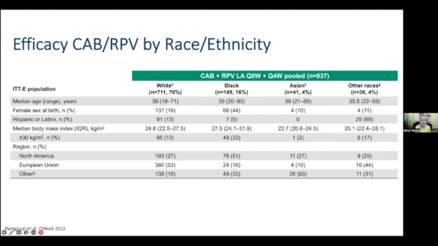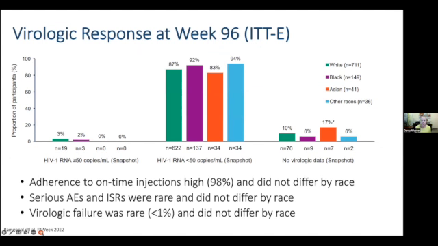So this just shows the baseline characteristics in terms of breakdown by race, sex assigned at birth, Hispanic, Latinx, and other characteristics. You can see that the majority of these patients in this pooled analysis of 937 patients were white, 16% Black, 4% Asian, and then 4% other races. And when you look at the primary outcome, virologic response at week 96 in the intention to treat analysis, there was really no statistical difference among these different groups, even though these numbers are a little bit small. So this shows the virologic outcomes.